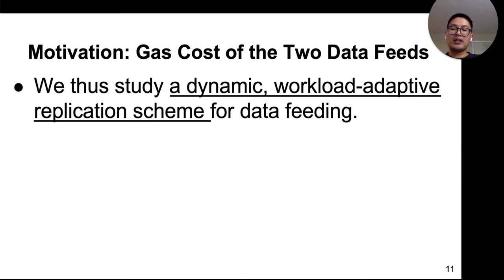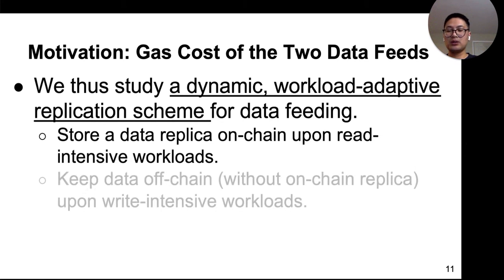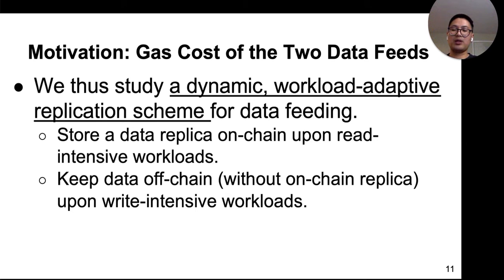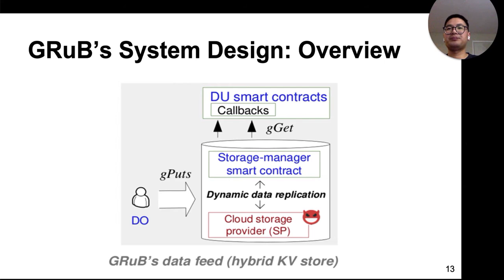We study a dynamic workload-adaptive replication scheme for data feeding. We store a data replica on-chain upon read-intensive workloads, and we keep data off-chain upon write-intensive workloads. We propose a new data feed system called GRuB. This is an overview of GRuB.